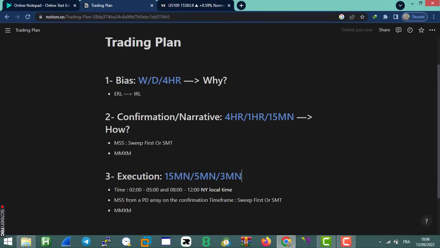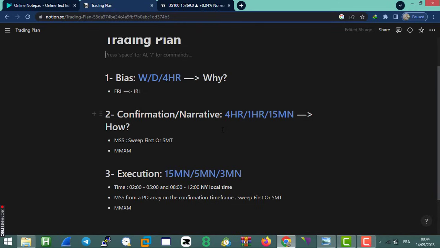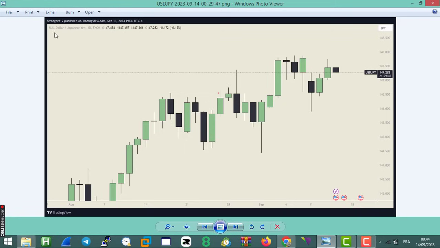You will see exactly how to apply these 3 steps and what I have explained on real charts. And now let's move on to examples, with our first example. So the first step is we want to see from external liquidity to internal range liquidity. And as you can see here, this is the USDJPY, so the US dollar against the Japanese yen. This is the daily chart.